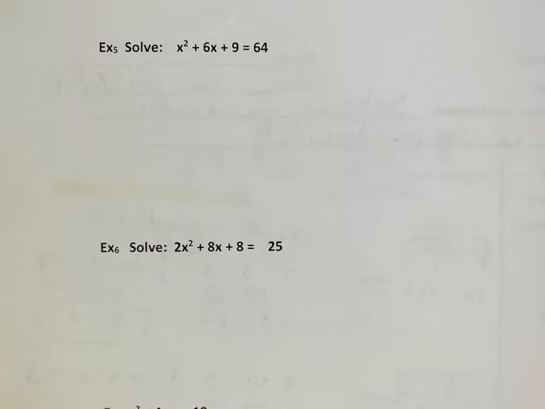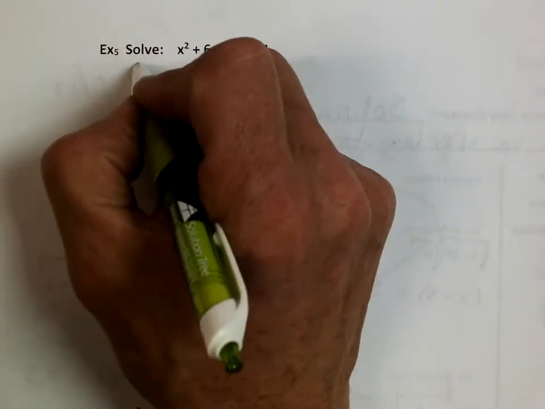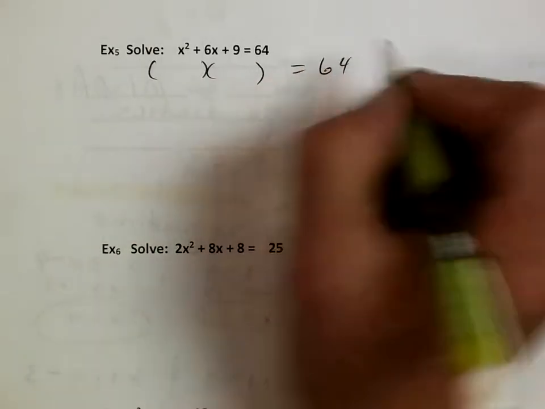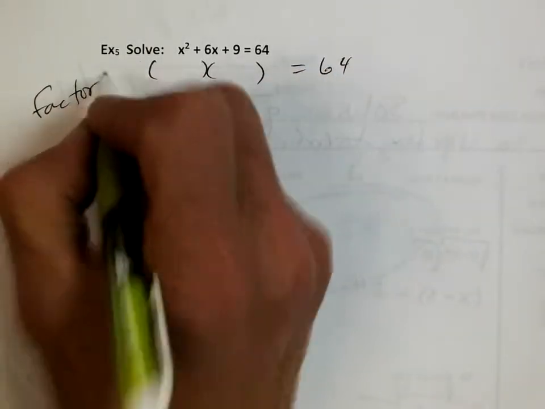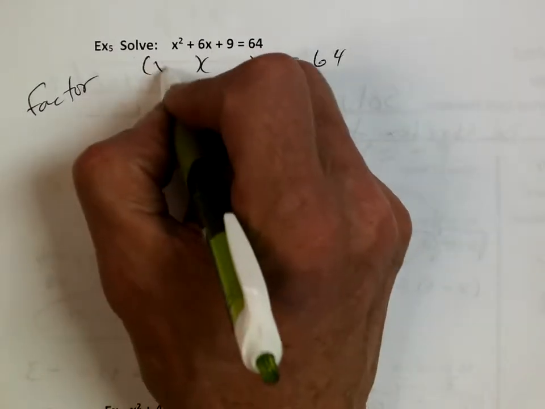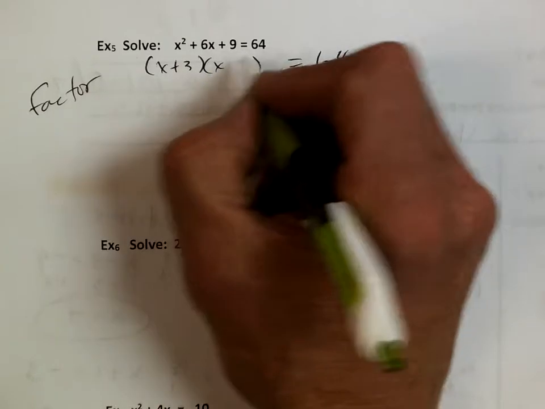Okay, so what about number 5? Factor, right? Jane, did you say factor? Somebody said factor. It was Ashlyn. So it does factor, doesn't it? Into what? I agree. What does it factor into? X plus 3. Did I hear that?